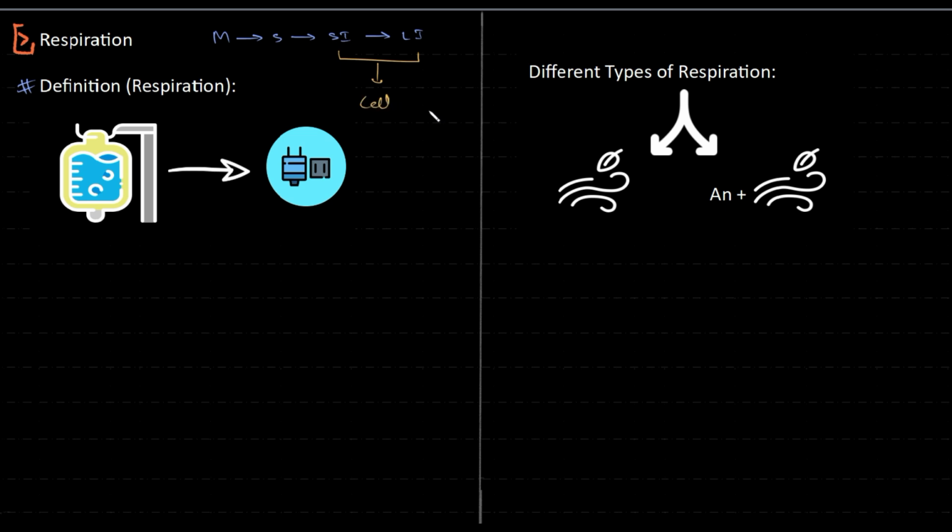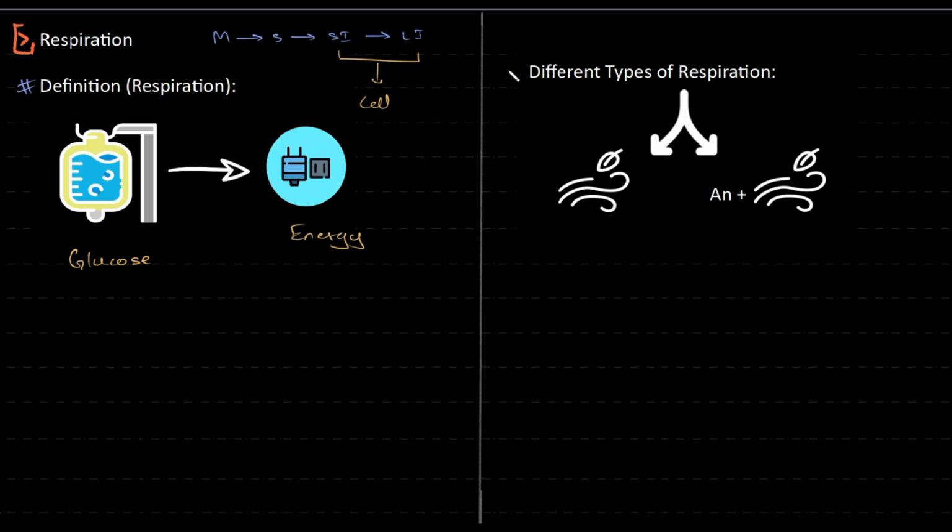In the cell, what happens? Define respiration and what are the different types of respiration? I have given the clue. Take a guess. As a definition, respiration is a biological process through which a living organism releases energy from what it has consumed. For example, glucose. So this conversion is your respiration.